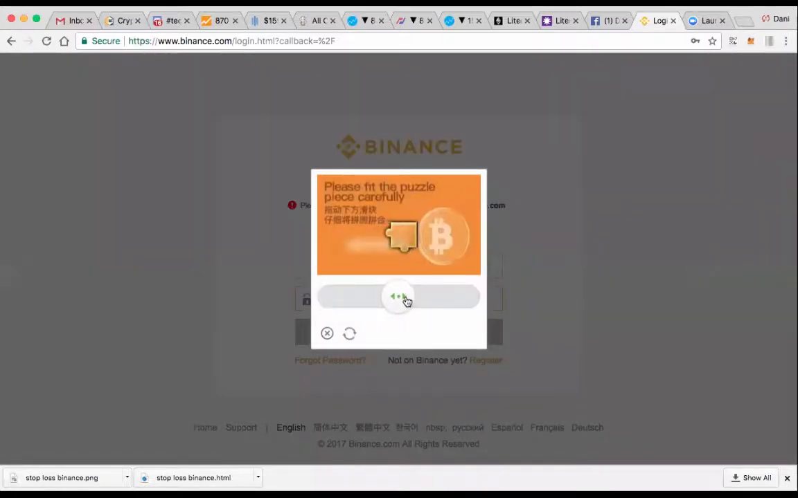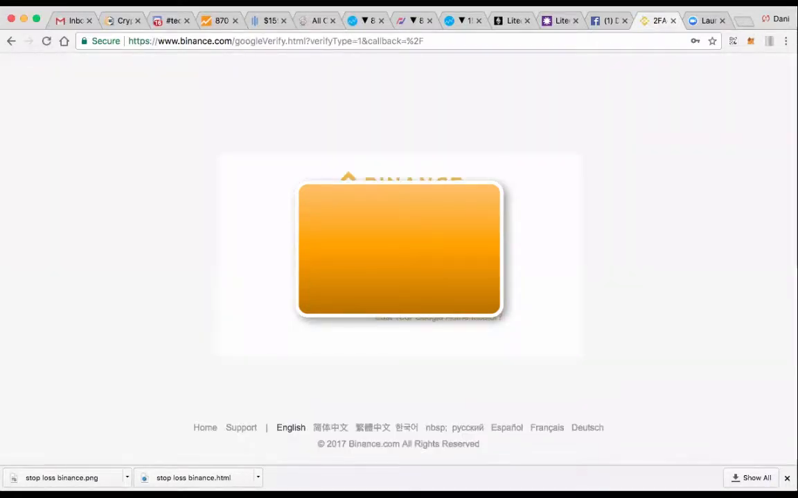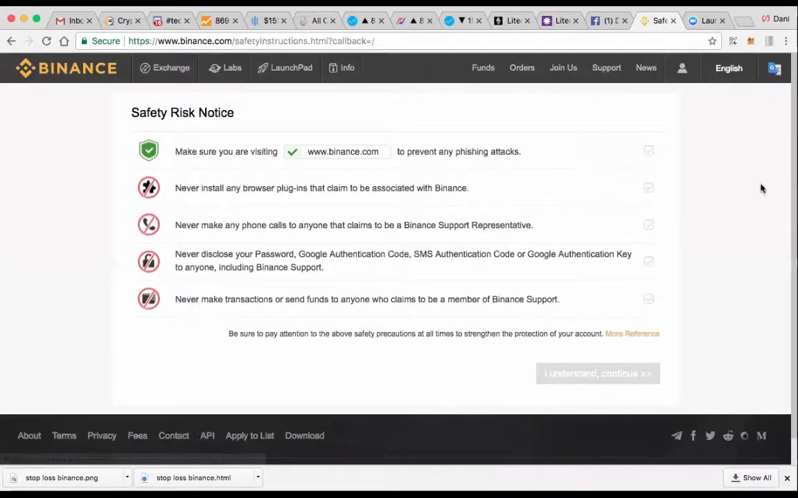As you log in, it always asks you to drag and drop here, and then it's going to ask me for my two-factor Google Authenticator code. All right, and now as you see, you're logged in. There are a lot of phishing attacks and scams, so they give you the warning: be smart, don't give your private keys away, don't give your password, all of that fun stuff. But up here, you're going to click on exchange.